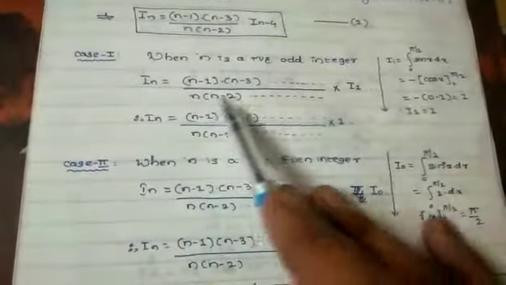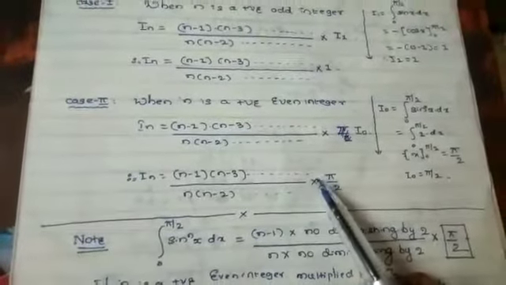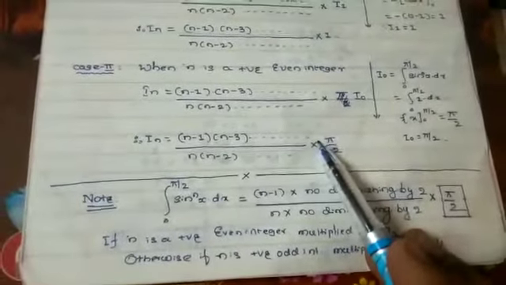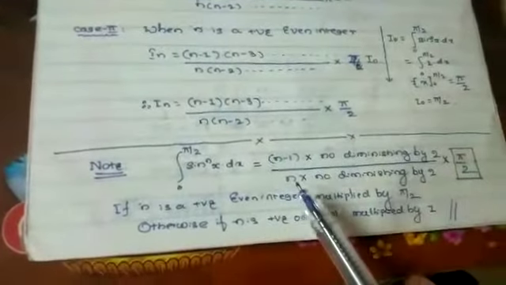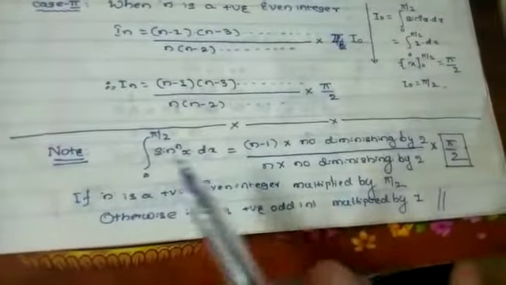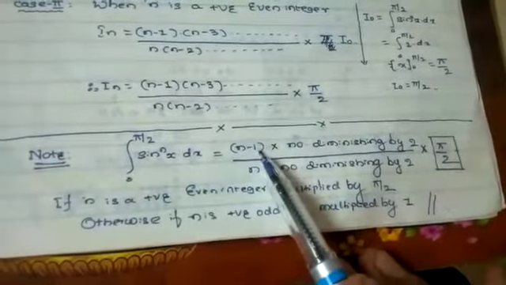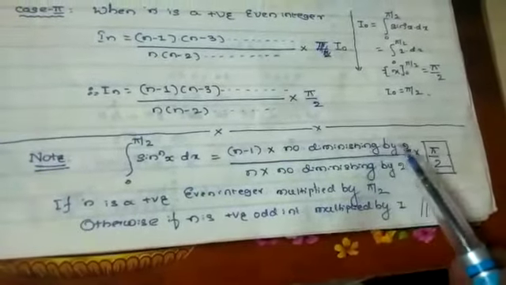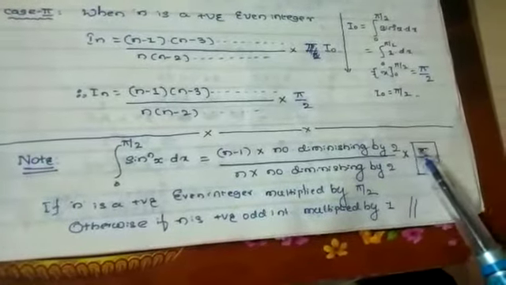So this is the formula related to positive odd integer, and this is the formula for positive even integer. So this is the general formula related to the above. While solving the example, it will be helpful. Integral from 0 to pi by 2 of sin raised to n x with respect to x, that is n minus 1, go on reducing that value by 2, in the denominator n, go on reducing that value by 2, into pi by 2.